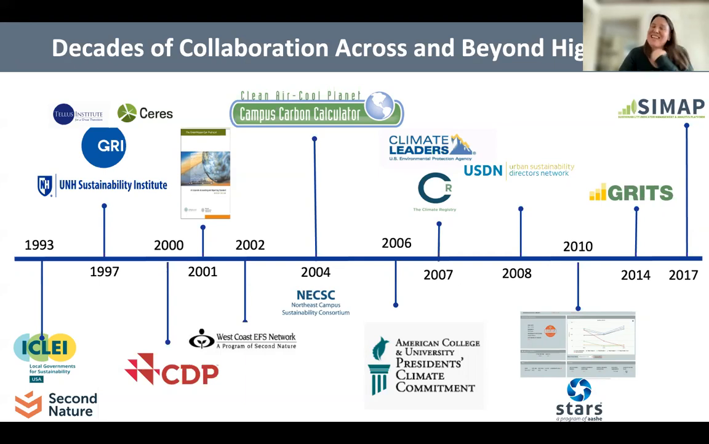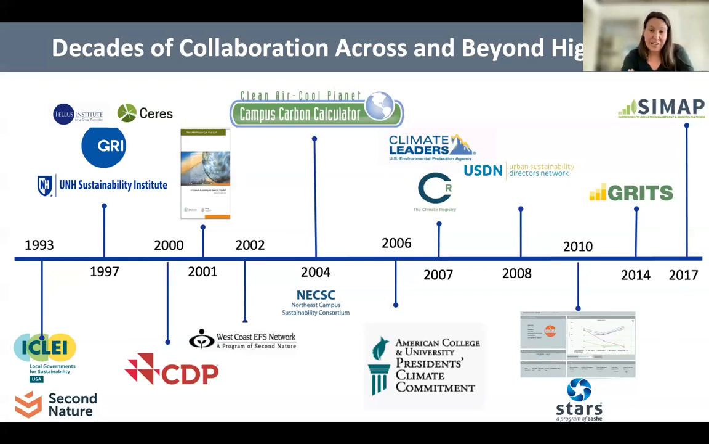Of course, in 2010, Second Nature launched a reporting platform to support signatories. In 2014, that campus carbon calculator was reacquired by UNH, and we've been supporting it at UNH ever since. And in 2017, we launched a web-based version of that called SIMAP, which you'll hear more about shortly. The upshot of all of this, in general, is that we've come a long way.